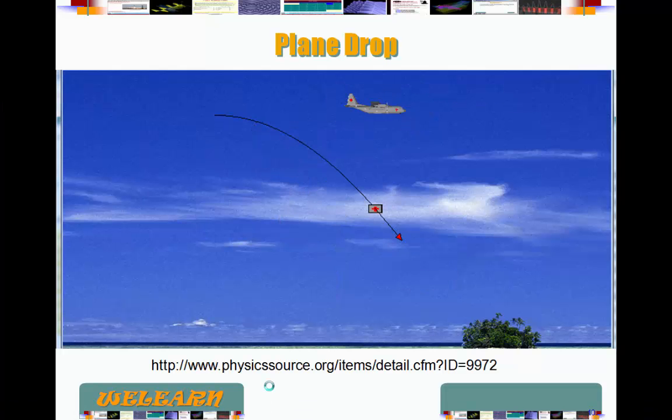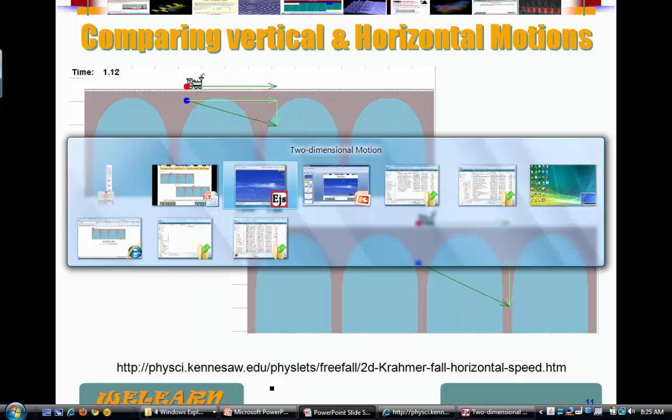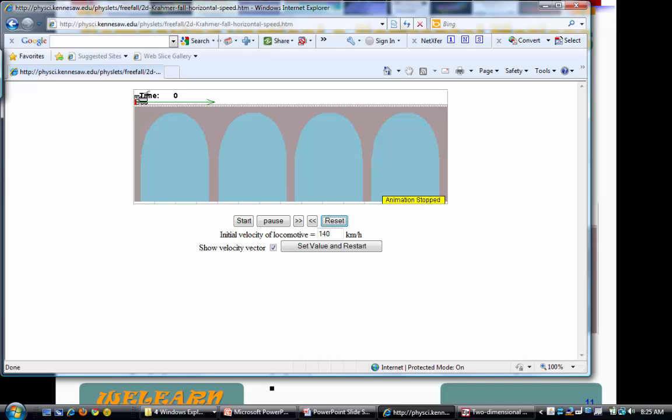Let's look at another example. The other example is a drop from a bridge. It should be exactly the same. Okay, we'll see it using a simulation in this case. Another simulation. Okay. So we start.